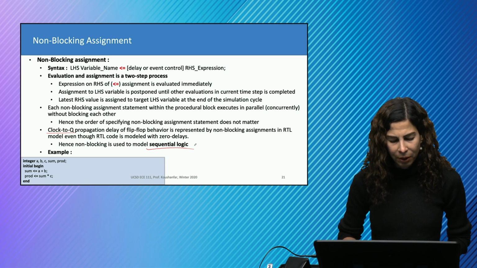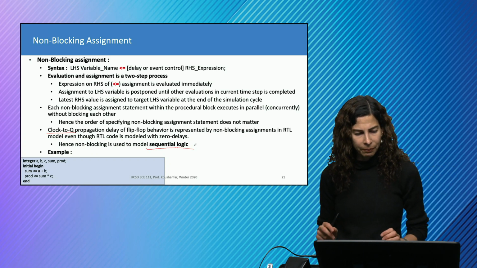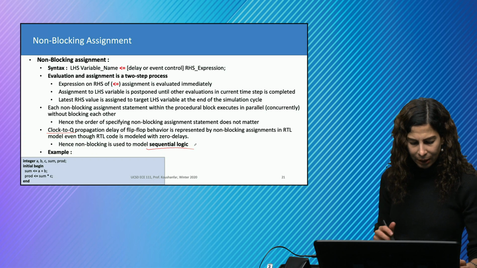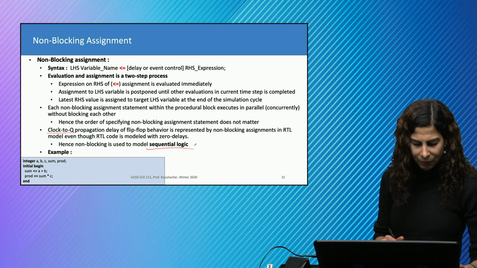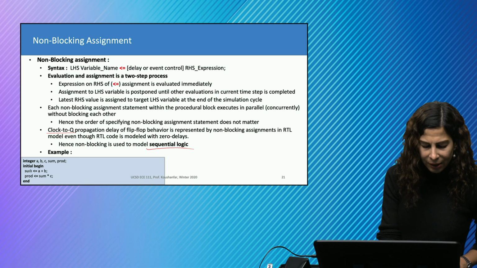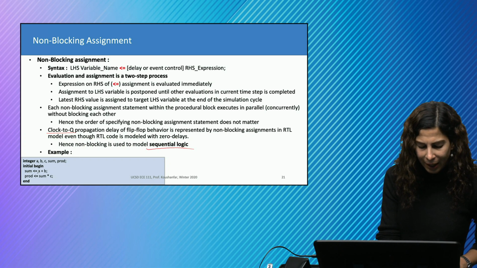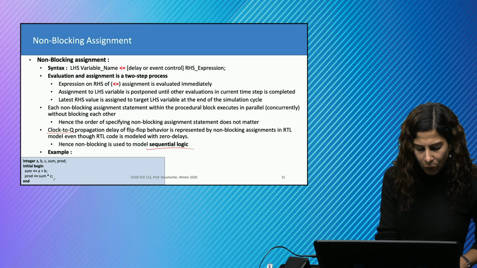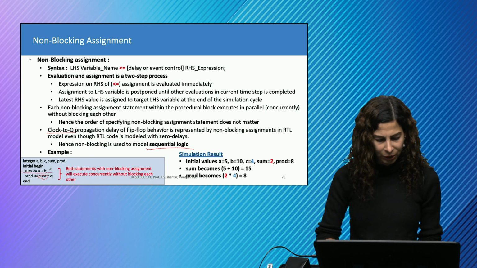Here is an example. When the initial begin comes, it means that we are at the first clock cycle. The sum gets a value of A and B, but product is sum times C. So this sum is not the sum that was calculated in the first one. This is the sum that was in the memory from the previous cycle.